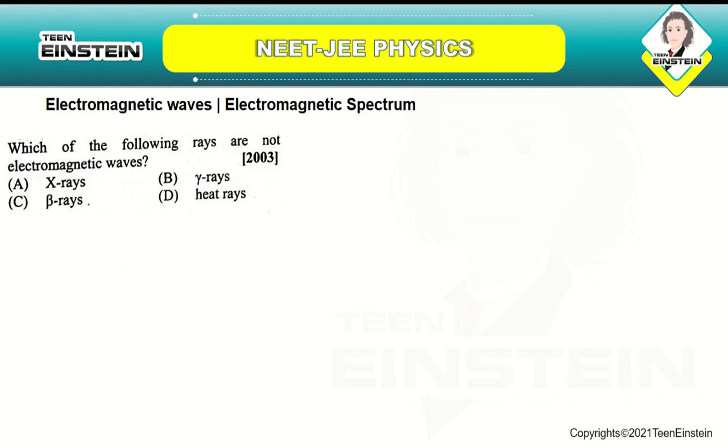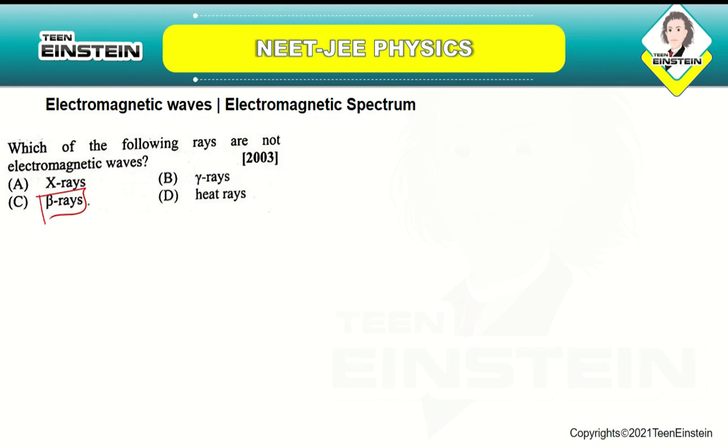We know that X-ray is a part of the electromagnetic spectrum. Heat rays means microwave rays. So microwave rays are also a part of the electromagnetic spectrum, and gamma rays are also a part of it. The only ray which is not a part of the electromagnetic spectrum is beta rays. So the correct answer is option C.